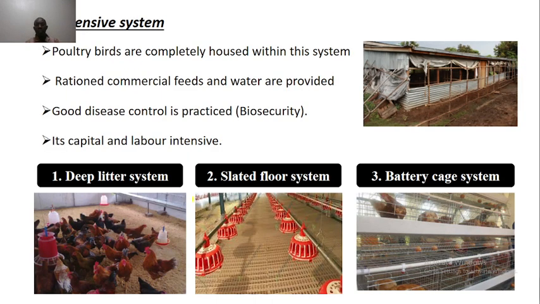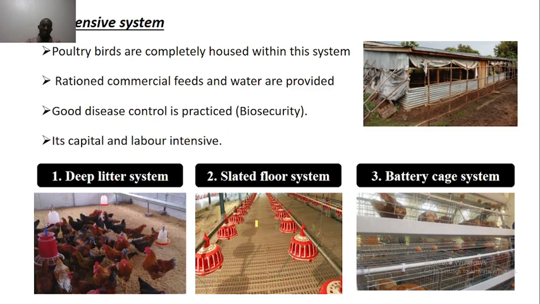We have the intensive system. This is mostly for those who are doing commercial production, for example, egg production and broilers. Here we have deep litter, the raised floor system, then the battery cage. In deep litter, the birds are housed inside, with the floor covered with litter. This litter could be wood shavings, coffee husks, or newspaper, depending on the material available in your area.